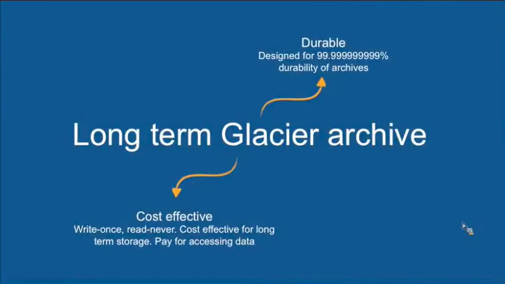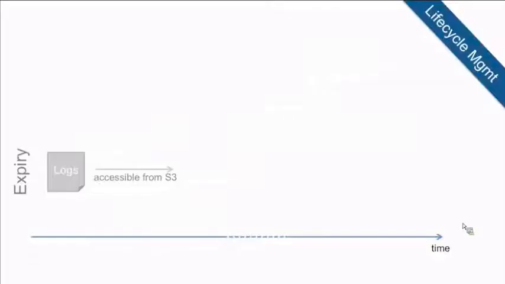Glacier is a tool that you can use for long-term durable archive. So the same durability level as Amazon S3, but it's more cost-effective for long-term storage. You pay when you access data. So in the DR scenario, that would only be during the invocation process where you needed to retrieve your data from Glacier. This is how the service works with lifecycle management.